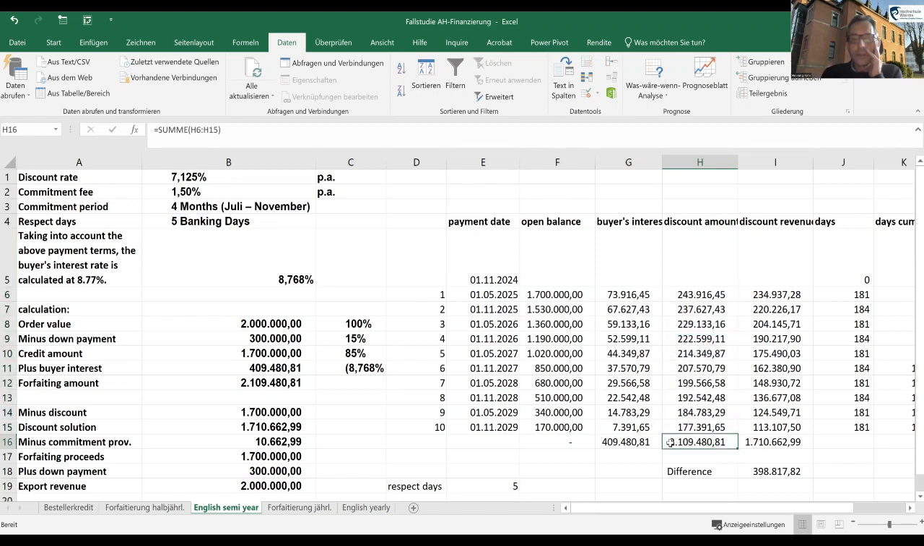You see here the sum of the whole, what the importer has to pay, the open account plus the interest in that field here, and the sum of it is again 2,109,000, what you see here as a forfeiting amount.